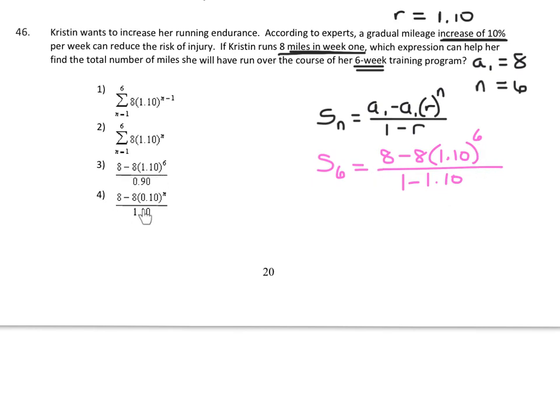Okay, and then we could figure out what this is equal to, but let's look at choice 3 and choice 4. Okay, so this says 8 minus 8 times 1.10 to the 6, which matches up with our numerator, but 1 minus 1.10 is negative 0.10, not 90. So choice 3 doesn't match up. If we look at choice 4, the numerator as well as the denominator don't match up at all. So that one doesn't work either.